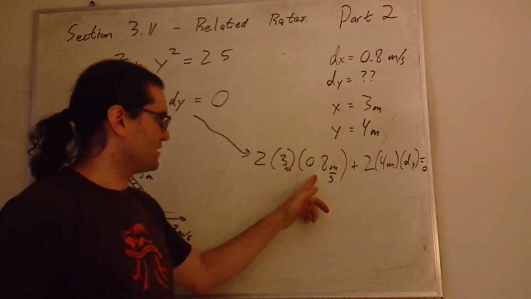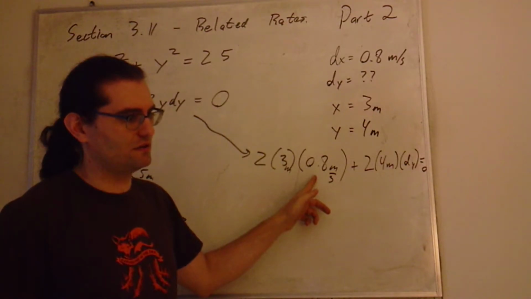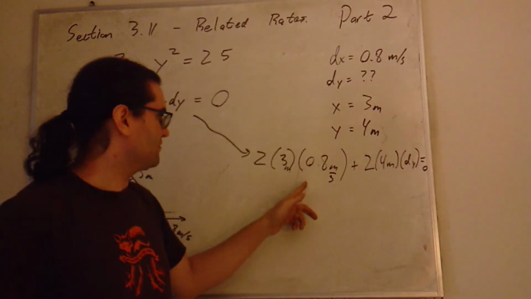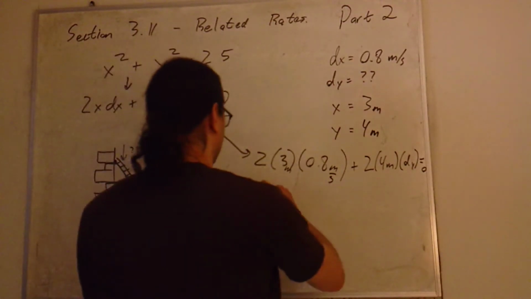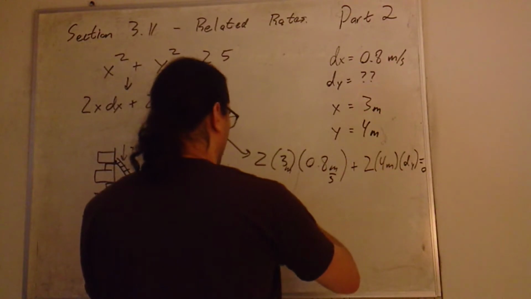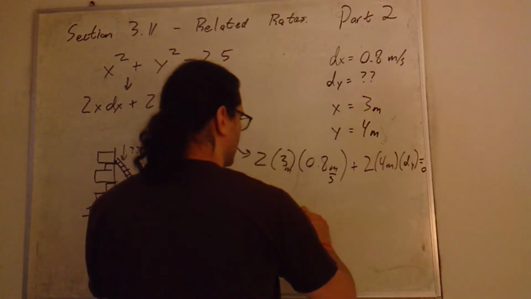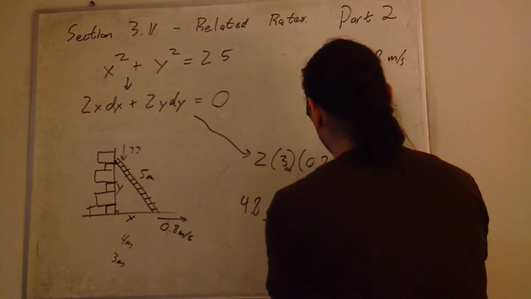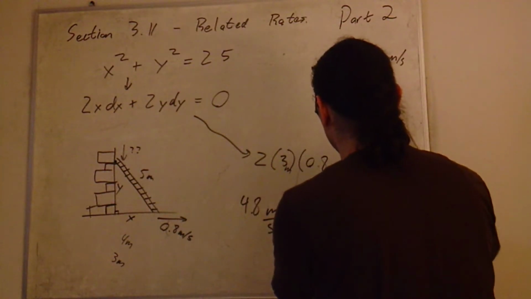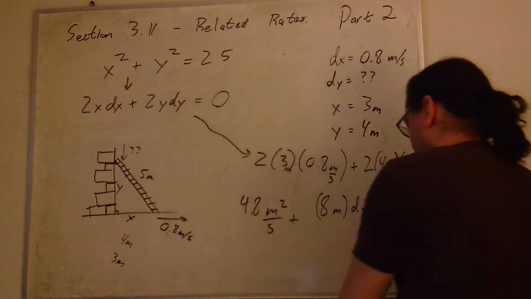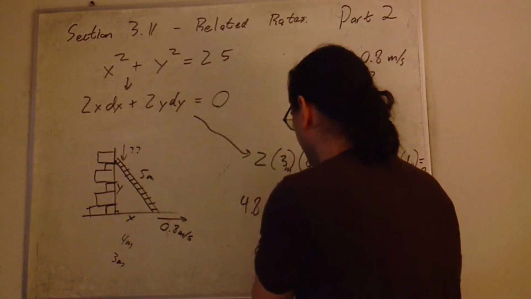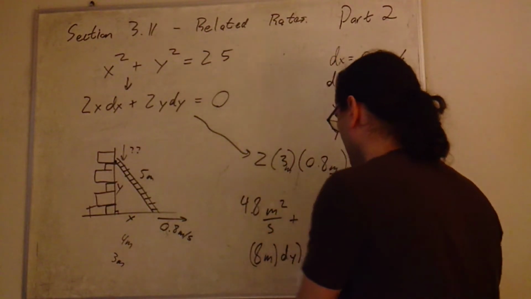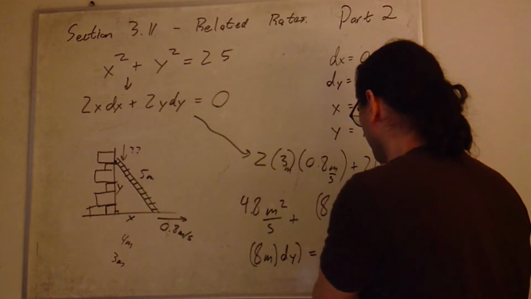So this should be 6 times 0.8, which is probably going to be 4.8. Is that right? Yeah. 6 times 0.8 should be 4.8 meters squared per second plus 8 meters times dy equals 0. So 8 meters times dy equals negative 4.8 meters squared per second.